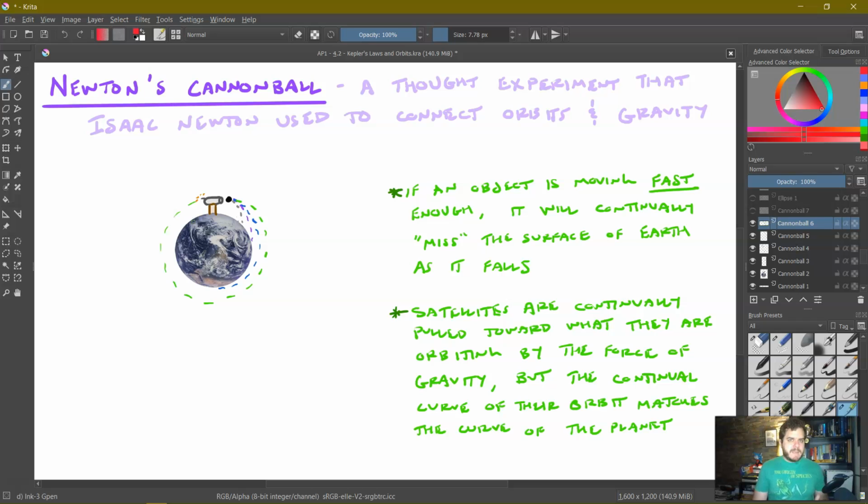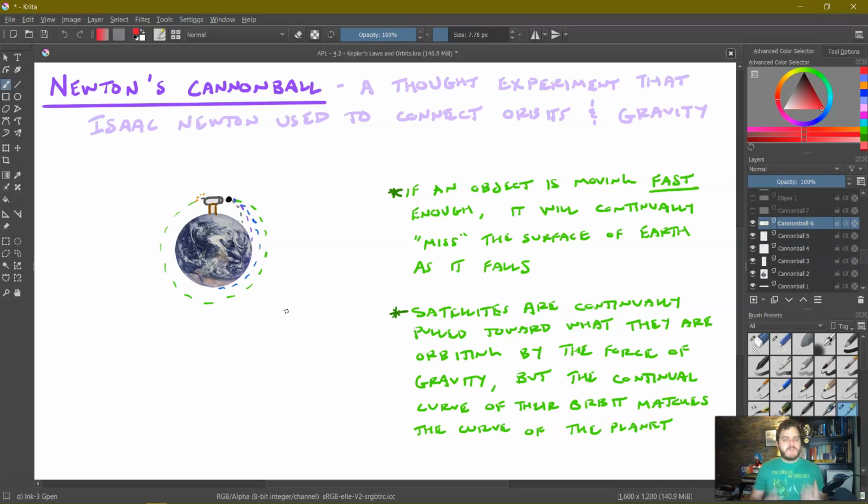cannon in the back. So what's happening here is that when the cannonball is fired, it is moving so fast that as it falls, as it's being pulled down by gravity, it's falling, but it's matching the curvature of the Earth. It is going so fast that even though gravity is pulling it down, it will continually go around the edge of the Earth, continually miss the edge of the Earth.